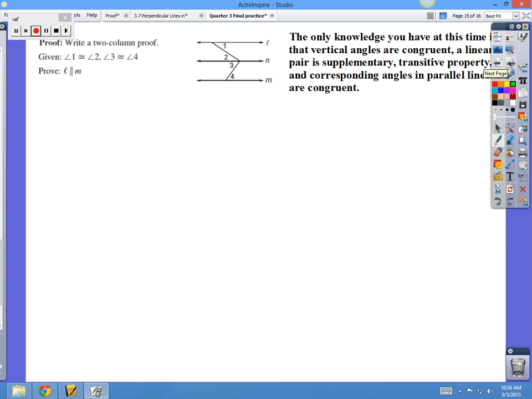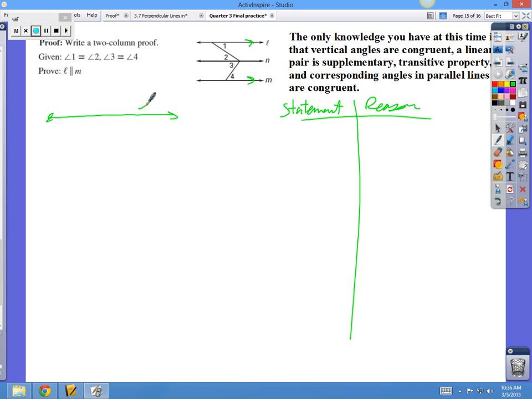Alright, proofs. Well, this proof is going to be quite a few statements. You want to show that the top line L is parallel to M. And here's what I would do. I would break it up. I would just look first at L and N. That's it. And I've got angles 1 and 2. Okay, here's what I'm given. Angle 1 is congruent to angle 2. That is given.